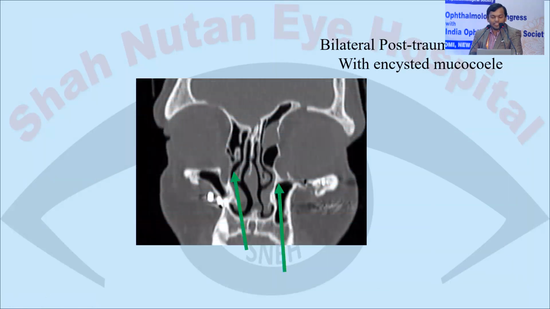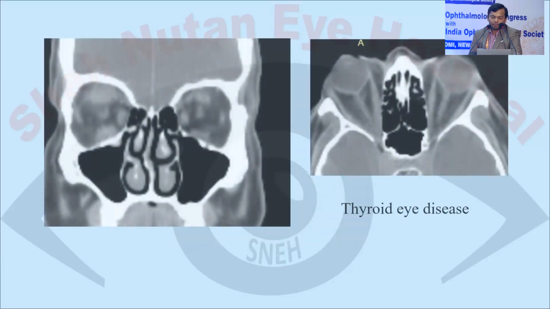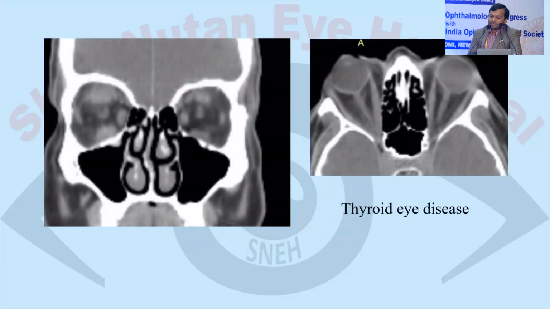And if these patients are to be planned for an endonasal approach, a coronal endonasal DCR approach, the coronal scans are essential to know the exact location of the trauma fragments, the relation with the middle turbinate, and the thickness of the bone, whether it can be removed through the bone punch or we may have to use a micro drill for endonasal DCRs. And finally, we have thyroid eye disease.